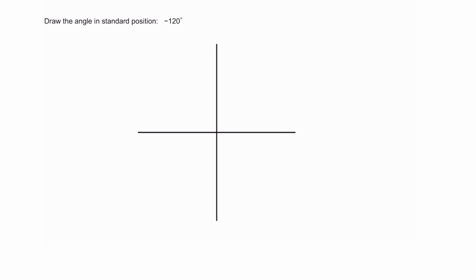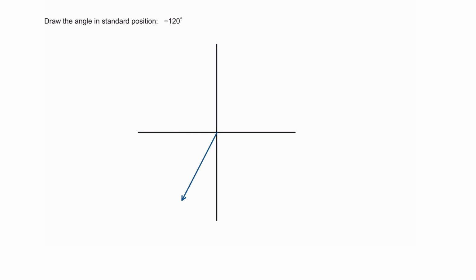So to draw this angle, what we first do is start with a ray that is pointed toward the positive x-axis, and then we rotate it 120 degrees in the clockwise direction. So that is 90 degrees in the clockwise direction, and that means we need another 30 degrees. So 30 degrees is exactly a third of the way into the next quadrant. So right about there seems like a good stopping point.